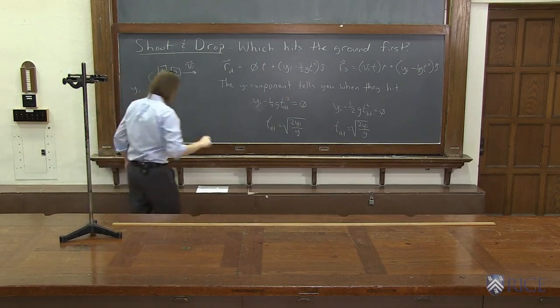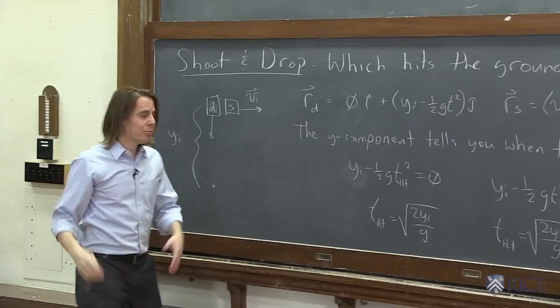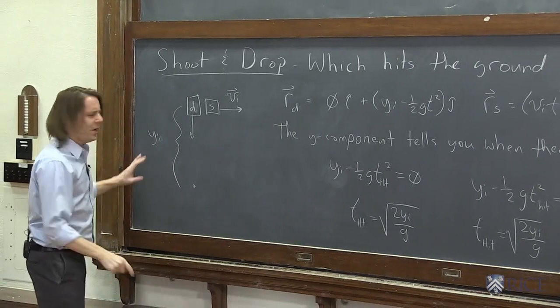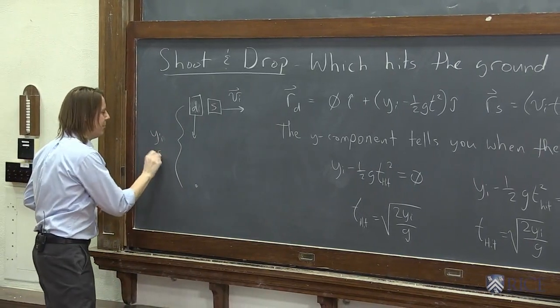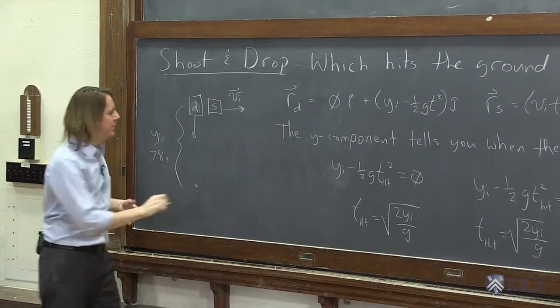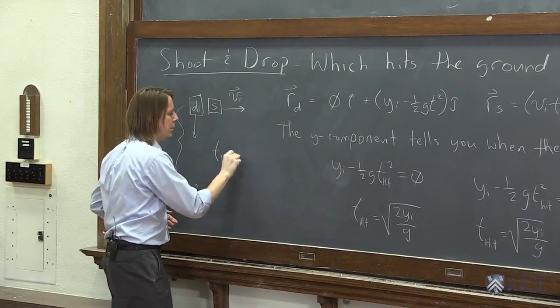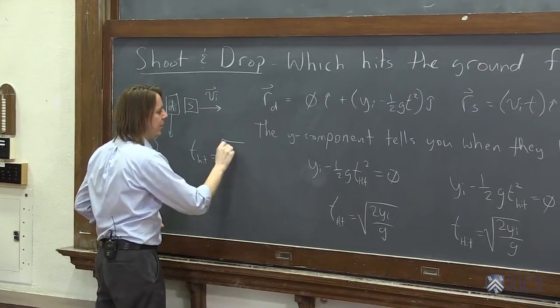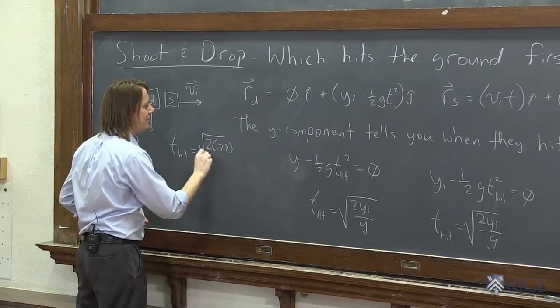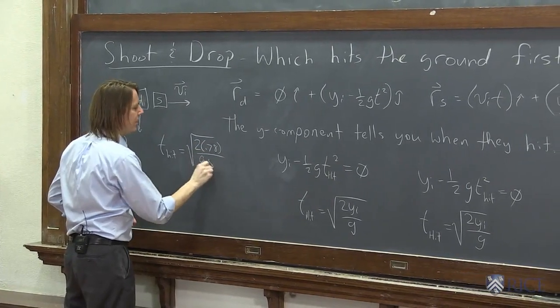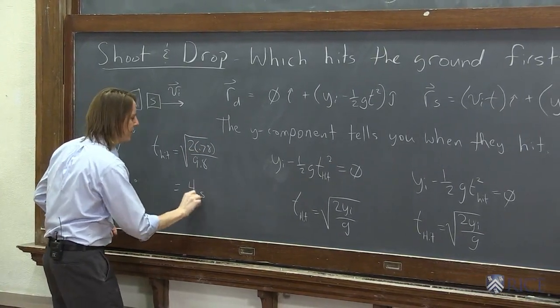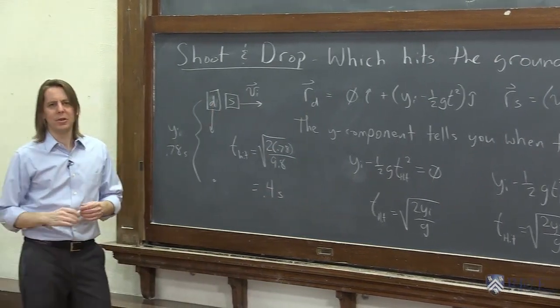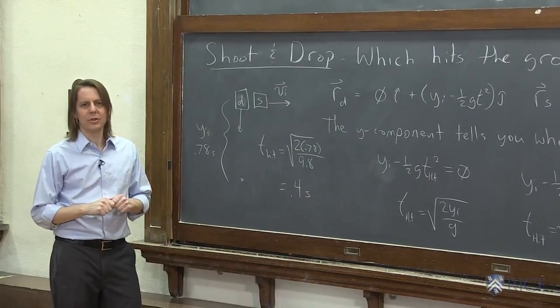So one quick thing we could do, since this is supposed to be a real world problem here, let's do some calculations. yi is about 0.78 meters. So what is this t hit? That's the square root of 2 times 0.78 meters over 9.8. It should be about 0.4 seconds. So you can go back and watch the video and decide if it really took 0.4 seconds.